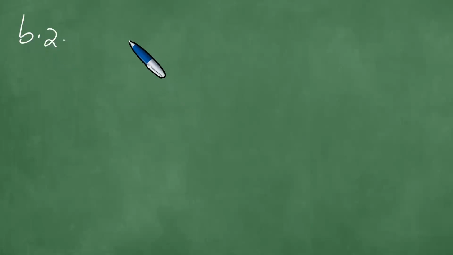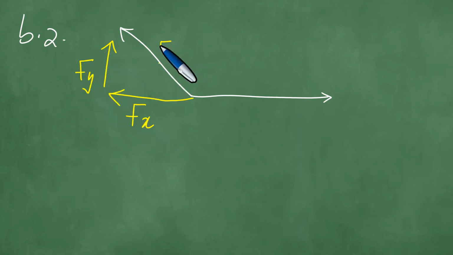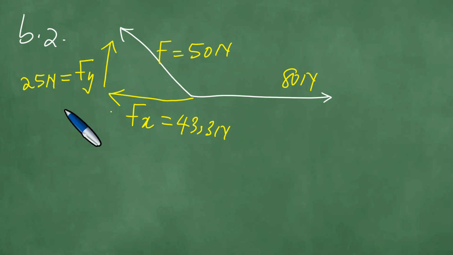Still looking at B part two, we have this force that acts in that direction, and another one acts that way. It's our Fx, this one is our Fy, and this is our force F of 50 newtons. We have 80 newtons here as a force on the horizontal. This Fx, we know very well, is 43.3. And Fy is actually 25 newtons. This one is 30 degrees.